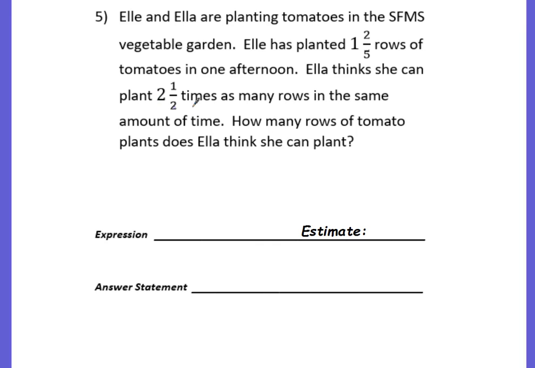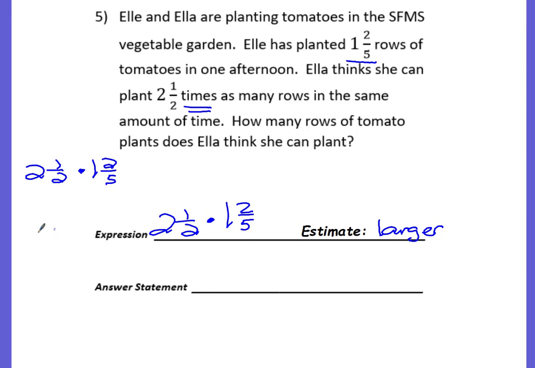Okay, she thinks she can plant 2.5 times. Times is your clue word that we're going to be multiplying. So we're going to multiply 2.5 times the amount that Elle planted. Elle planted 1 2/5. So there's our expression. We're multiplying a mixed number times a mixed number, which means our estimated answer is going to be larger than these two factors.